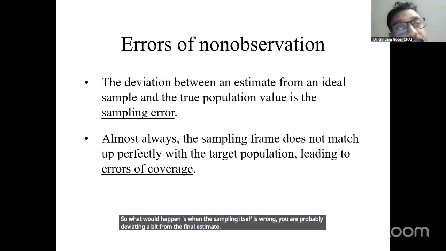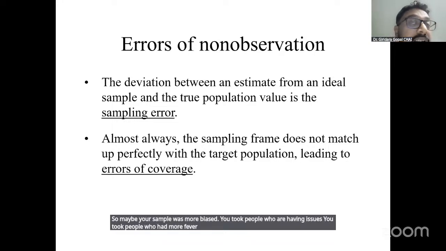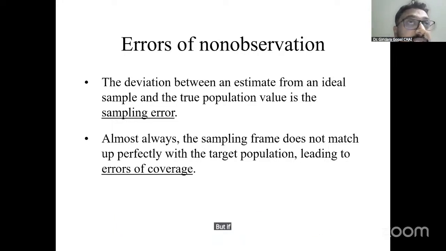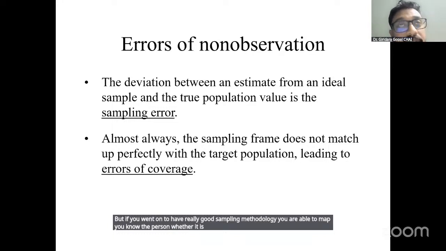So maybe your sample was more biased. You took people who are having issues. You took people who had more fever. You took people who had a lot of mental health problems. And then artificially, your sample will say 60, 70, 80% of people are having mental health issues or fever in the last 1 month. But if you went on to have a really good sampling methodology, you are able to map the person, whether it is concentrated in a geography or well spread out in the entire state, you are more assured that, okay, yes, my sample is very well taken care of, right?